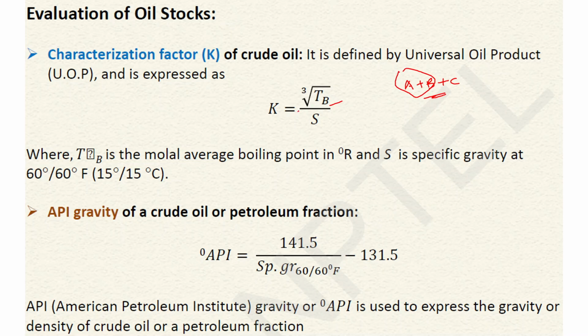The characterization factor is defined by this formula, which is the cube root of TB, the molar average boiling point. It is the average boiling point depending on how many moles of different components are present in our crude oil, and it is taken in degree Rankine. S is the specific gravity at 60 by 60 degree Fahrenheit, or 15 by 15 degrees Celsius. So this is a characteristic of a crude oil mixture.